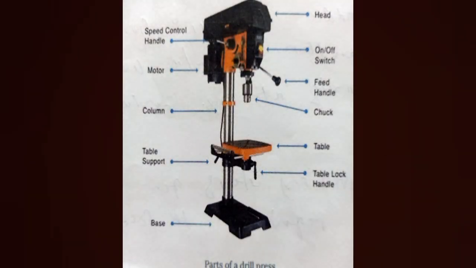Okay, so here is a diagram, a picture of a drill press. So we have the different parts of a drill press. This drill press, guys, again, belongs to the stationary power tools because it is a large machine that is fastened to the floor.